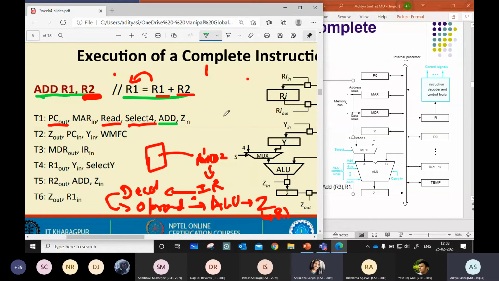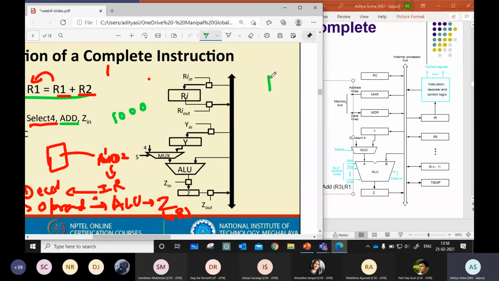Address of PC plus 4. Okay, so say it was 1000. 1000 came from the PC, which is connected here. So if we have PC out equal to 1, 1000 is now flowing onto the data bus and comes onto the ALU. 4 comes into the ALU. Now the adder will be there, so it gets the value 1004. It gets into Z in.